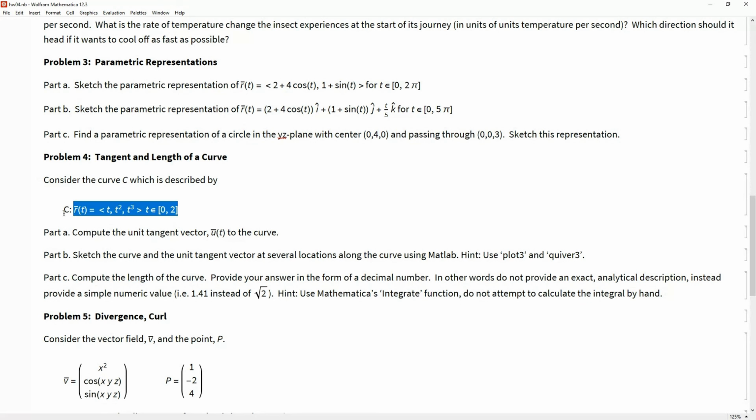And then in part C, let's go ahead and compute the length of this curve. So this here is some curve. How long is this? If you were to drive or fly along this curve, how far would you travel?